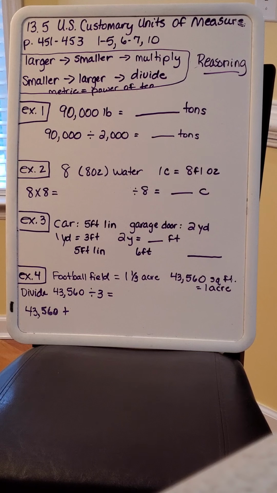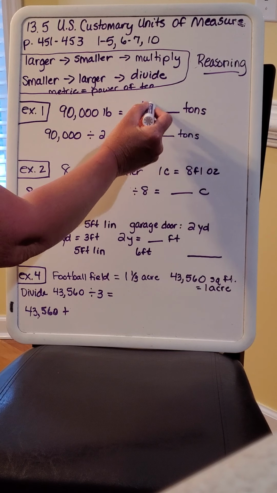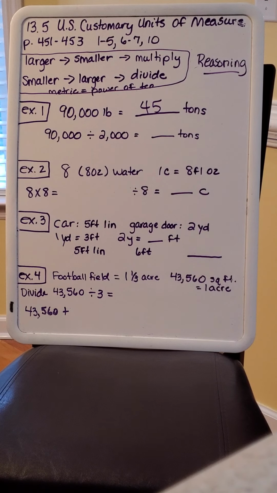So the first example is taking 90,000 pounds and converting it to tons. If you look on your chart, you'll see that there are 2,000 pounds in a ton. So you're going to take your 90,000, because you're going from pounds to a ton. Pounds is smaller than a ton, so in this case you are dividing. So you'll do 90,000 divided by 2,000 and you'll get 45 tons. Okay, so 90,000 pounds is 45 tons.